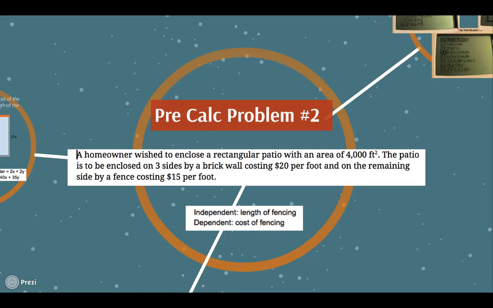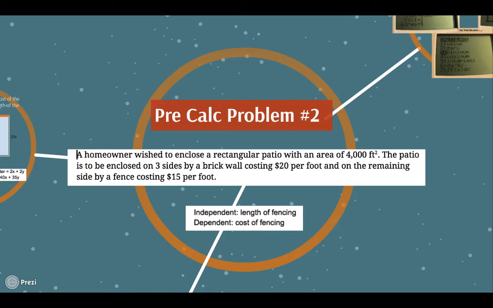Problem reads as follows. A homeowner wished to enclose a rectangular patio with an area of 4,000 square feet. The patio is to be enclosed on 3 sides by a brick wall costing $20 per foot, and on the remaining side by a fence costing $15 per foot. Write a function to model the cost of the enclosure as a function of the length of the fence.